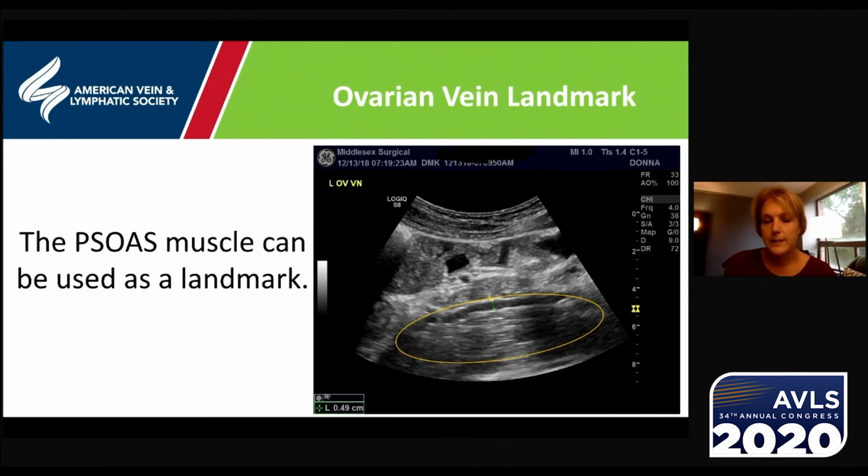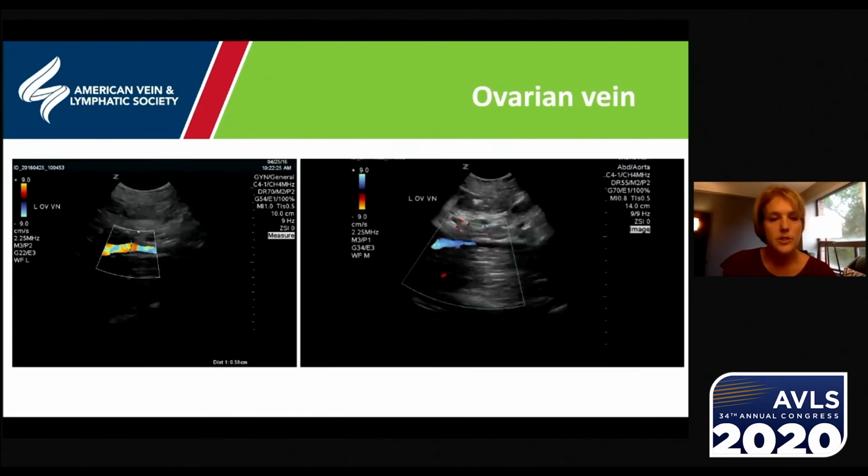I prefer to find it in the longitudinal, but I know that lots of people find it in the cross section as well. And they'll find that, go to that external iliac vein, turn their probe into a cross section. They'll see a cross section of the psoas and a cross section of that ovarian vein. So these are just a couple images demonstrating retrograde flow within the ovarian vein.